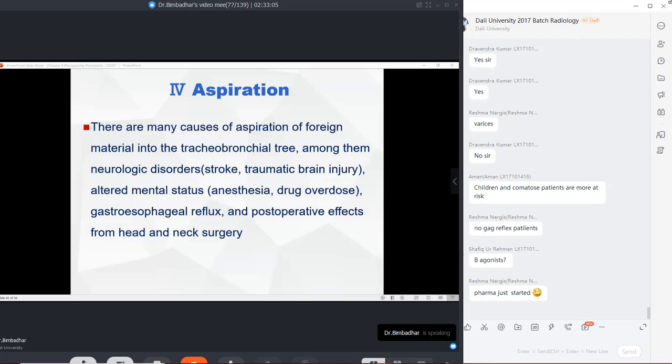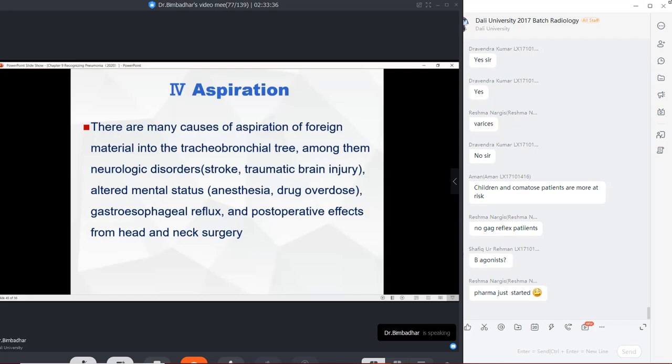Opioids, central nervous stimulants, SSRIs. SSRIs are serotonin reuptake inhibitors. Opioids, and stimulants like cocaine, right? And let us say central neurostimulants, antidepressants, and especially alcohol, heroin, drug abuse. All these patients will have respiratory depression, okay, right?